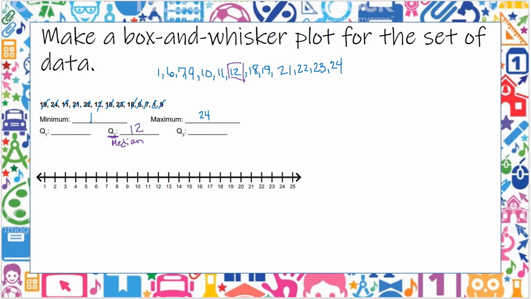So now I've got to divide both sides and find the median of each side. So the median of this side would be quartile 1. The median of this side would be quartile 3. So I've got 1, 2, 3, 4, 5, 6 numbers. So 3, it would be in the middle of here. So I've got to find the average of these. So 7 plus 9 is 16. Divided by 2 is 8.